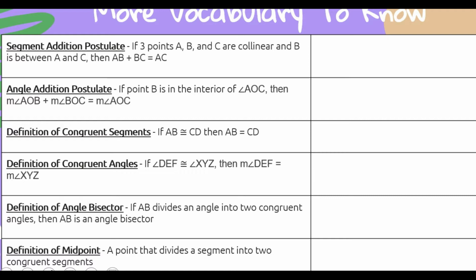This states that if 3 points A, B, and C are collinear and B is between A and C, then AB plus BC equals AC. So let me give you an example.